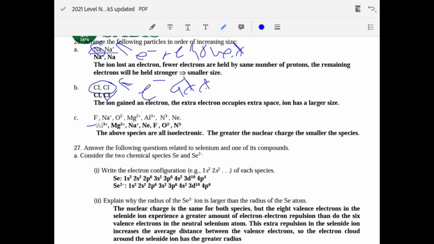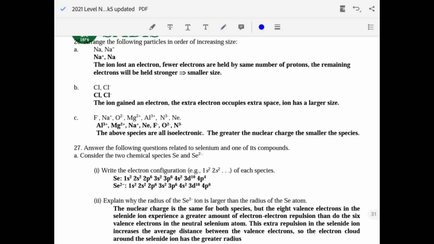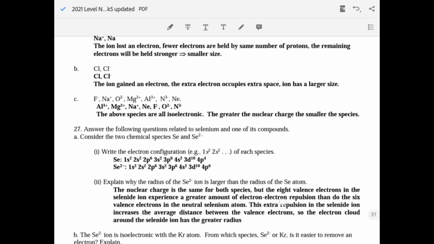And for this, if you look in the periodic table, they all have 10 electrons. Because if you account for the ions, it just depends on the nucleus, how big of a charge it has. So the greatest charge, which is Al, is going to be the smallest because it will attract the electrons more closely together. And then Mg is the next, Na, then Ne, then F minus, then O2 minus, and then N3 minus, because N3 minus has less nuclear charge, so it will not attract them as much.